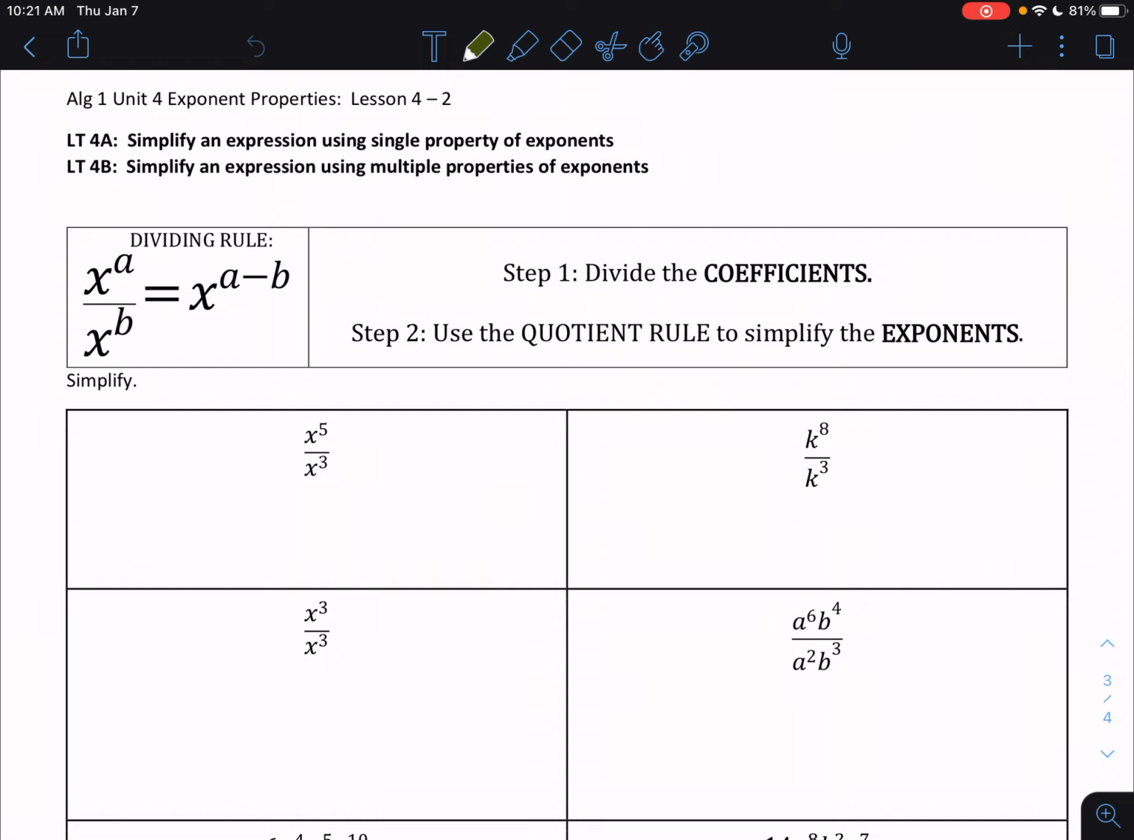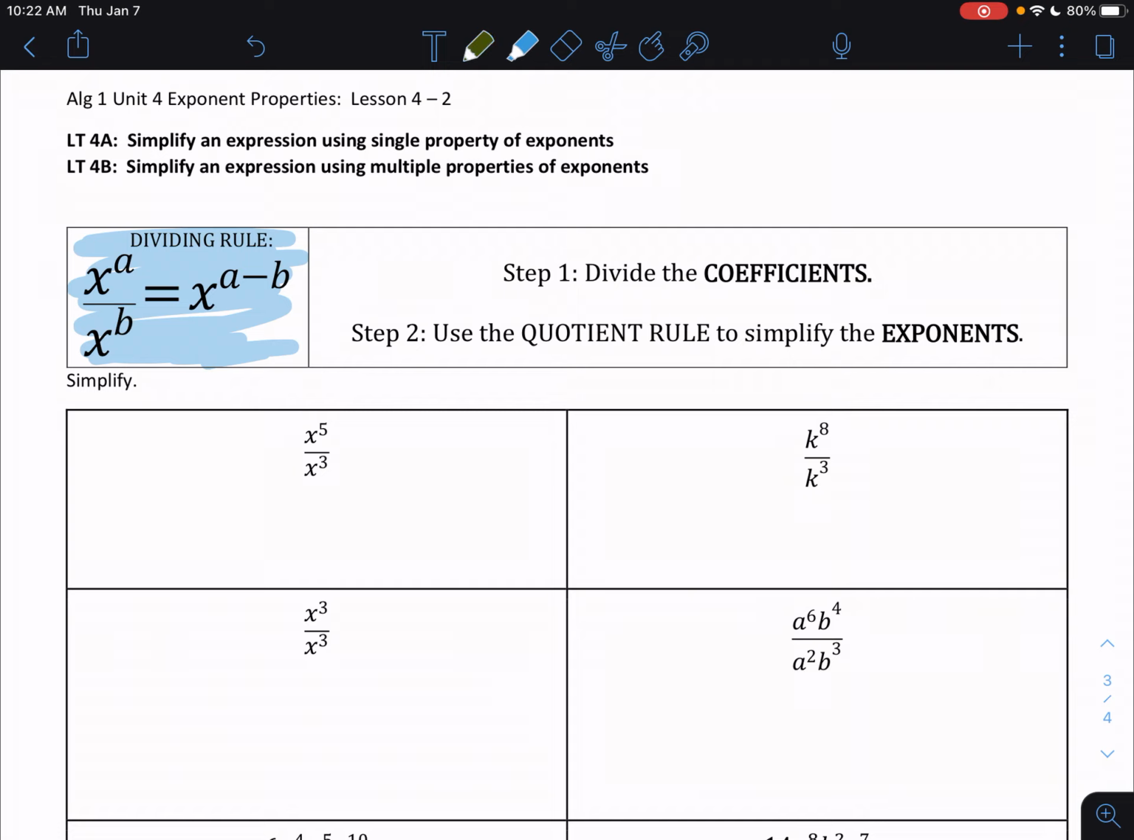So we are again going to be simplifying our expressions using maybe just one property and then going on to using multiple properties of exponents. So let's start with our first box here, the dividing rule. What this is telling us is that when you have x to the a over x to the b, you want to subtract those exponents. You would have x to the a minus b.